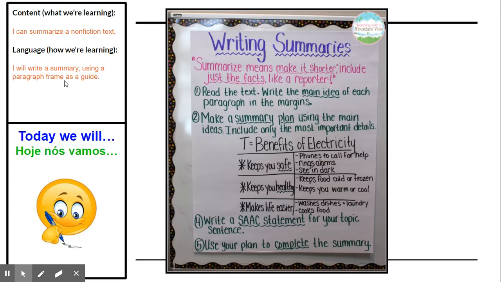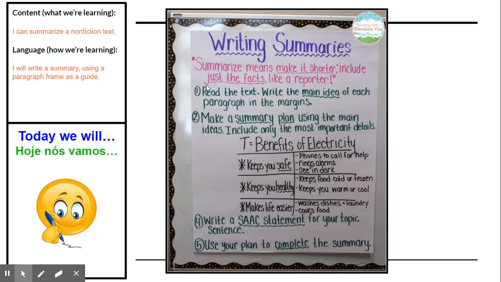As you know, there are several steps to take to write an effective summary. But before we go through those steps, I want to talk about this statement here. Summarize means to make it shorter, include just the facts like a reporter. So we take a whole article and we shrink it down just to the main ideas and key details. And when it says just the facts like a reporter, we leave our opinions out. So it's just what we read.